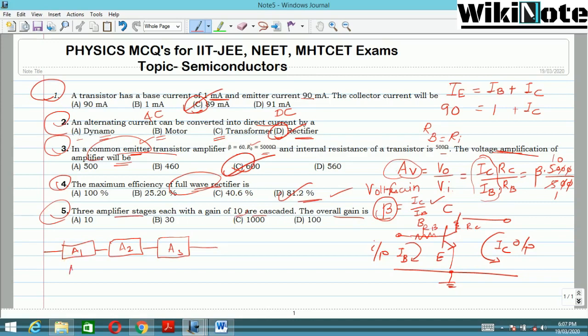So either I will go with voltage gain of the first amplifier as AV1, the second AV2, the third AV3, and when they are cascaded, the total overall gain will be the multiplication AV1 into AV2 into AV3. Guys, I have considered voltage gains over here. You can consider current gain also, and the values are like this, 10 into 10 into 10. So the option will be 1000. That should be your answer.